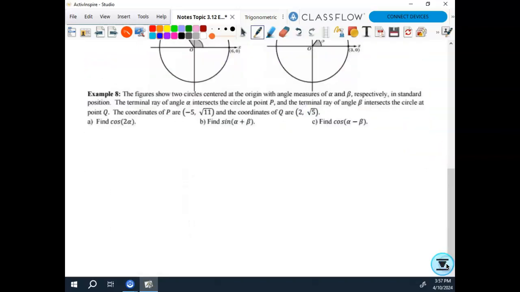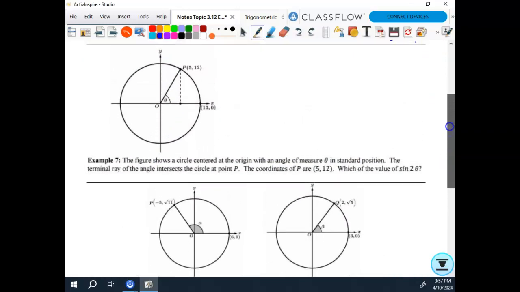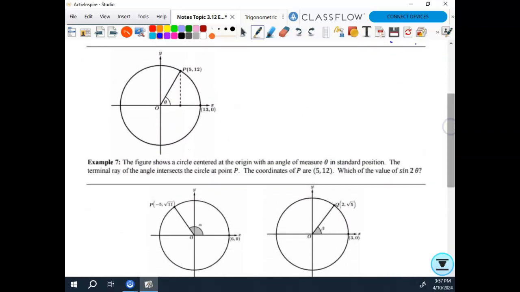All right, so let's look at example 7 here. All right, so it says the figure shows a circle centered at the origin with an angle measure of theta. So here's my theta in standard position. The terminal ray of the angle intersects at point P. Okay. The coordinates of point P are 5, 12, and I want the value of the sine of 2 theta. Okay, well, I know that this is x, this is y. X, which is 5. This is y, which is 12.